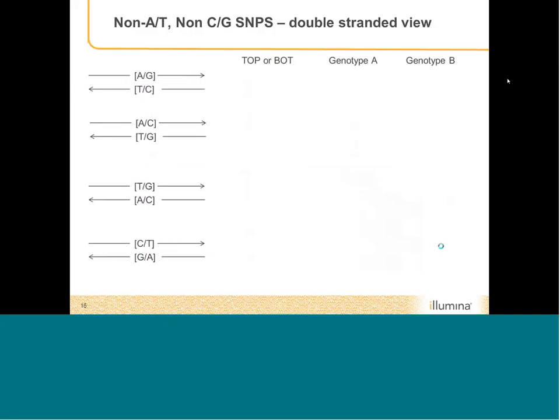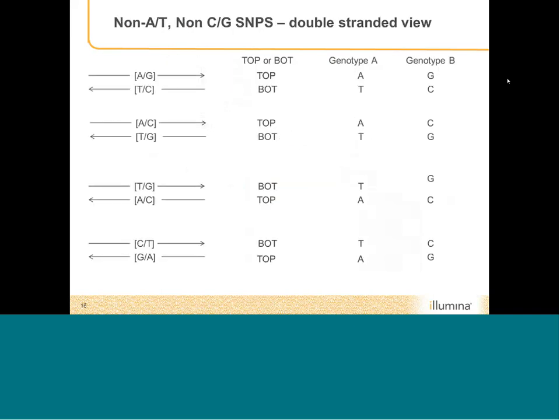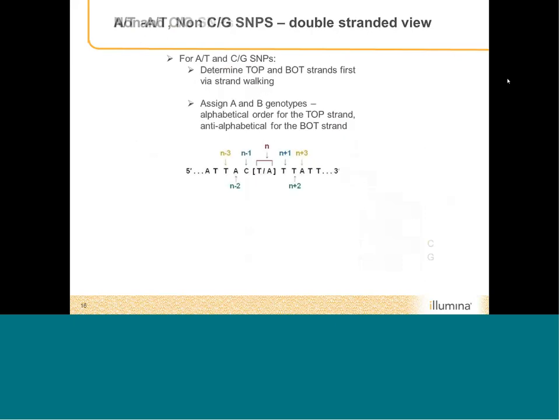Now, for non-AT and non-CG SNPs, I created a table here. You can try to fill it in if you want and quiz yourself, but the answers are all here already on the slide afterwards. So you can block these out and try it yourself to see if you understand it fully. Now, for the AT and CG SNPs, as I said, we need to look at the surrounding sequence. So we do a strand walk. So first we look at the first base upstream and the first base downstream.